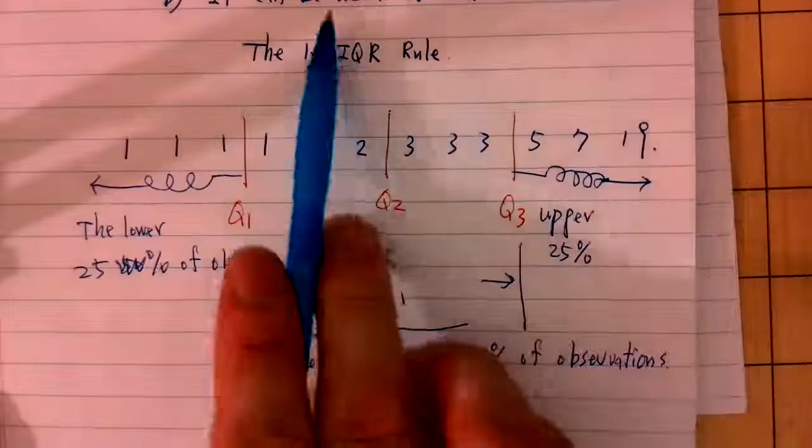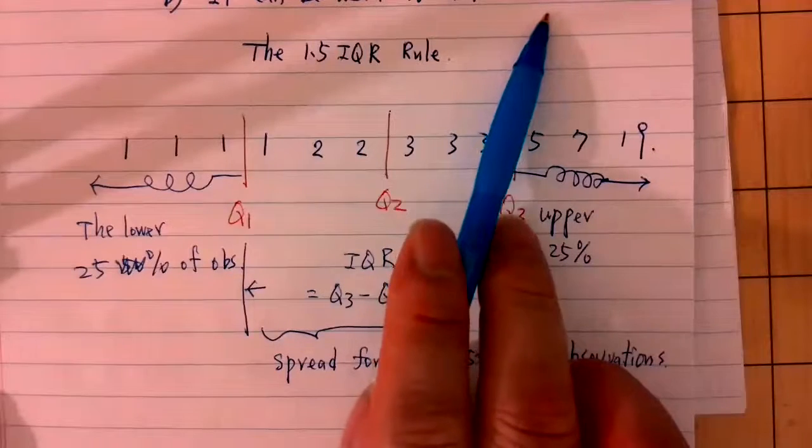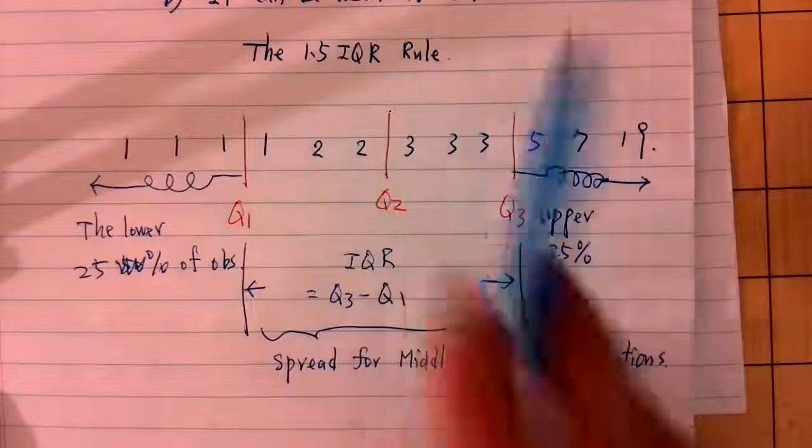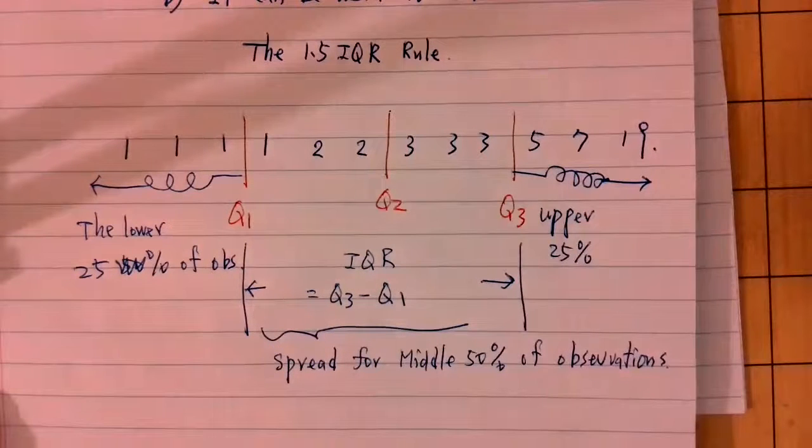Now, we can use IQR to detect outlier. I don't think I have time now, okay? So I'm gonna stop here, okay?